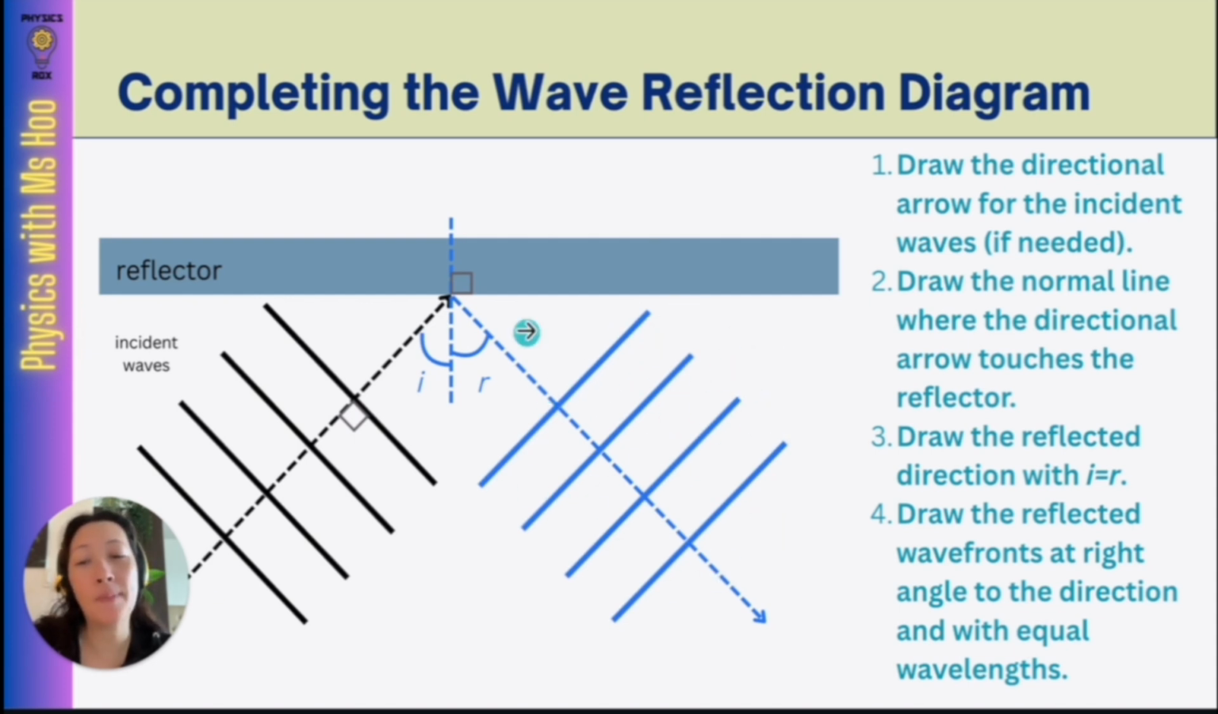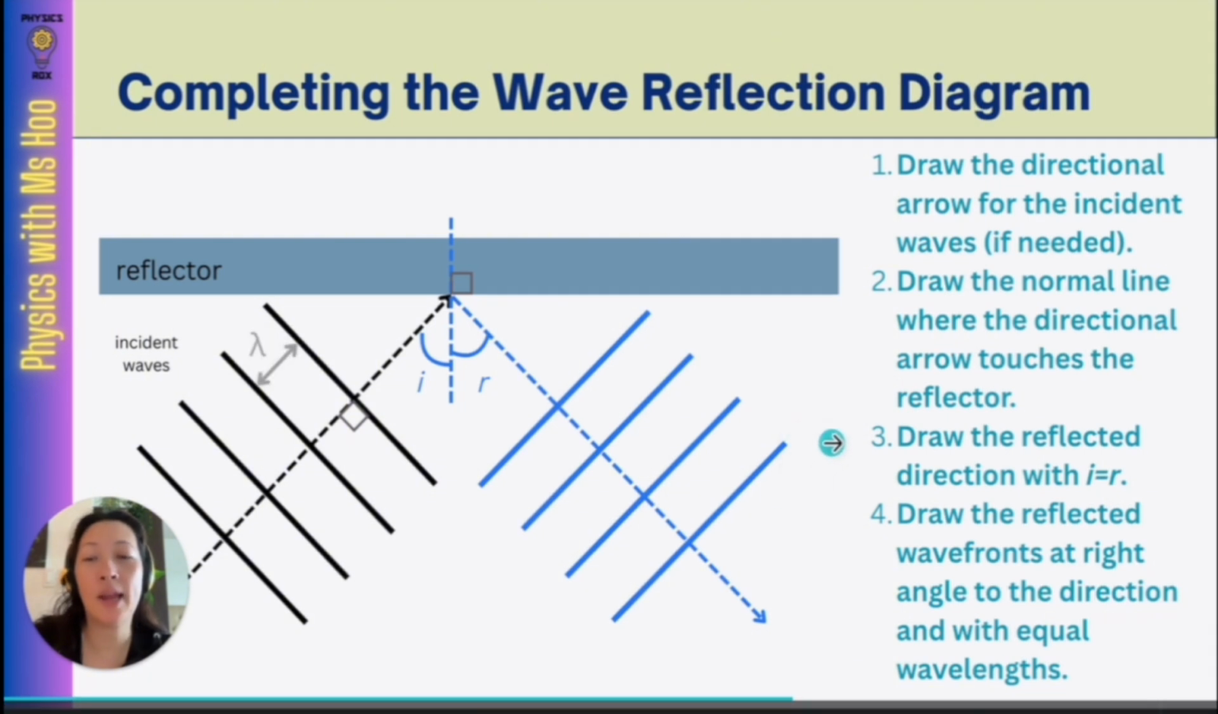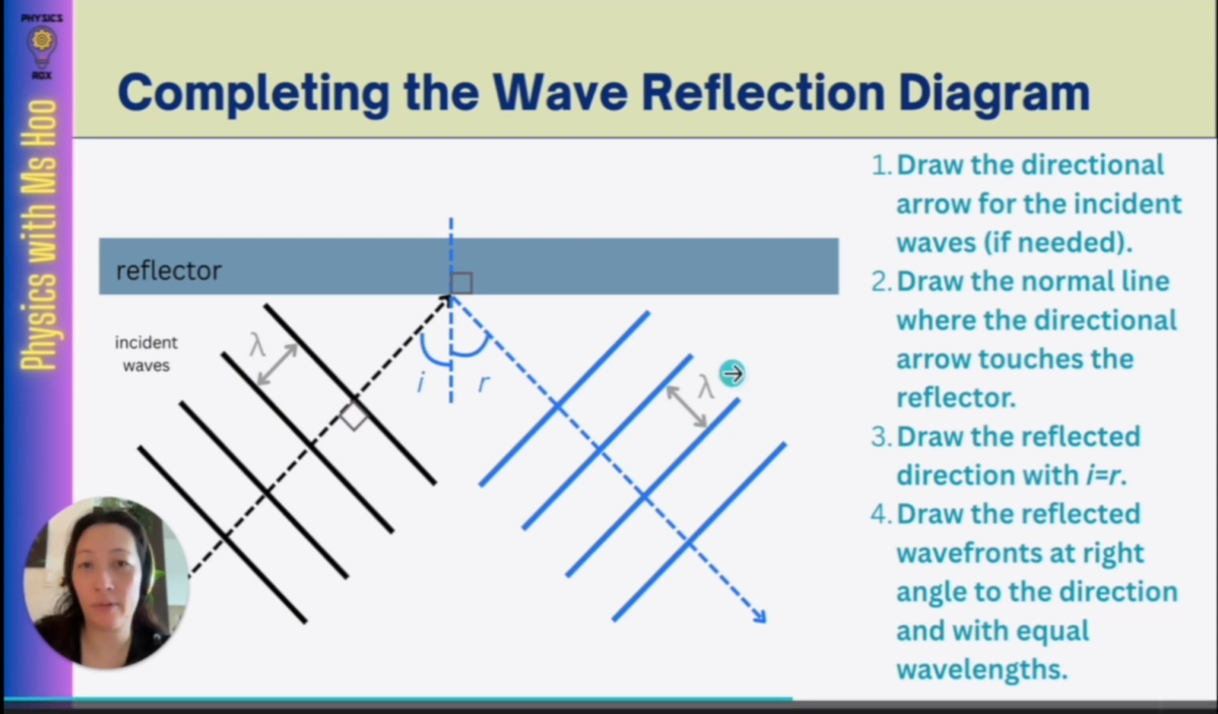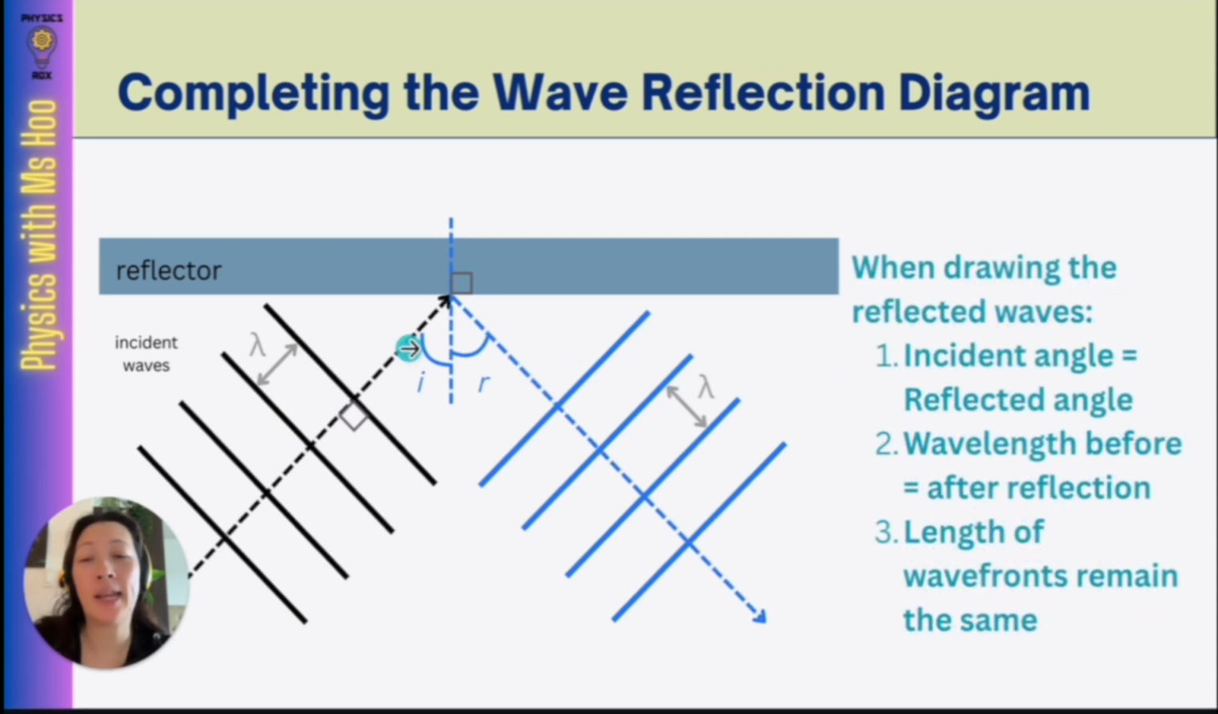So the reflected waves are perpendicular to the direction of travel, and we have to make sure that the wavelengths before and after are equal. So when drawing the reflected waves, make sure that the angles of incidence and reflection are equal, the wavelength before and after reflection are equal, and the length of these wave fronts before and after reflection are also equal. Remember that when it comes to reflection, the only property that changes is the amplitude. And you can't see the amplitude from the top view. So everything about the reflected waves should look almost identical to the incident waves. The only difference is the direction in which they are traveling.